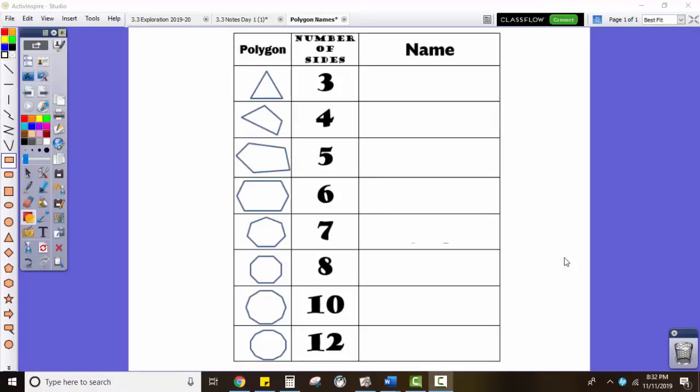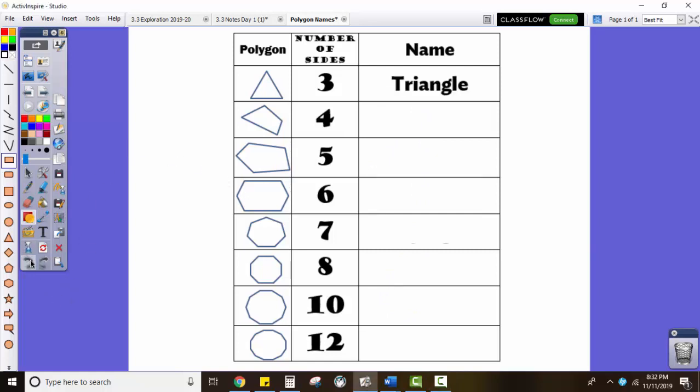Okay, for this foldable, it's going to be a quick reference sheet on the names of polygons based on their number of sides. So all you're going to have to do is write down the name given the number of sides, which I'm betting a lot of you know all of these already. So I'm going to go through them. You can write them down. Make sure you push pause if things are going too fast.